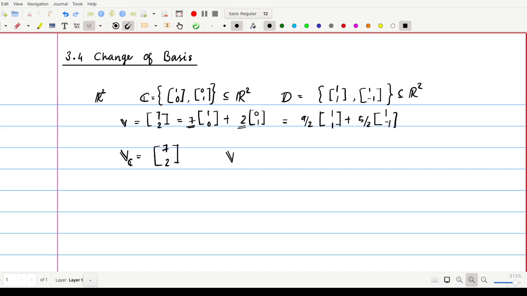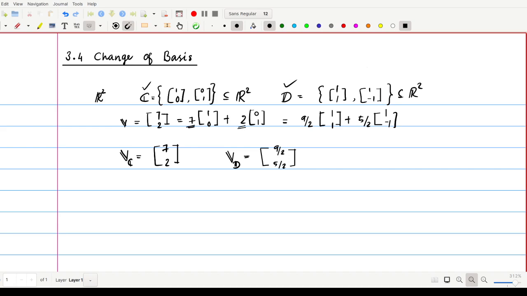Then the coordinates of the same V relative to the basis D, we can write as (9 by 2, 5 by 2). This shows that a particular V may have more than one different set of coordinates, depending on these bases.